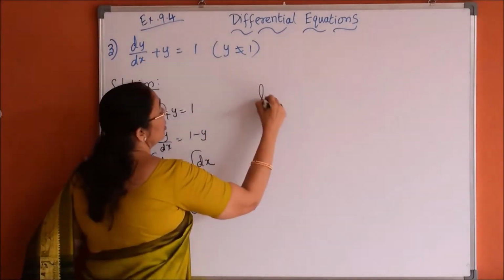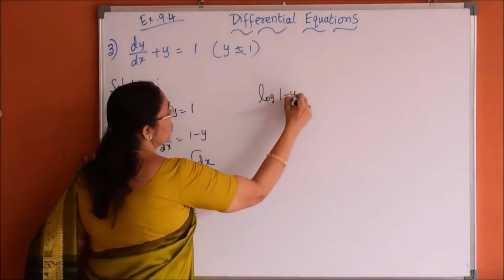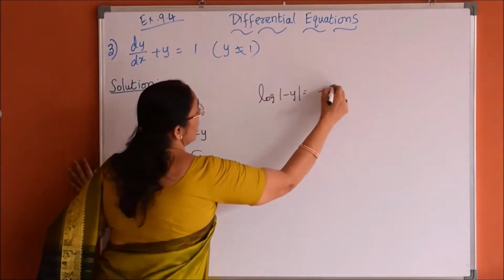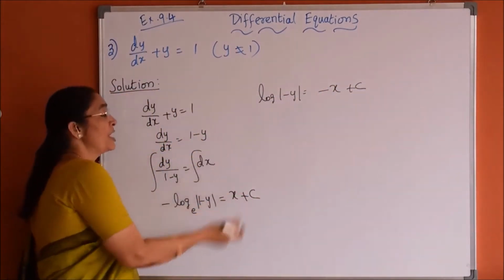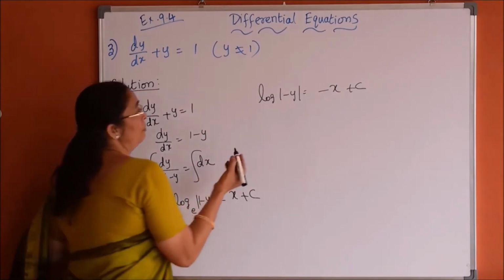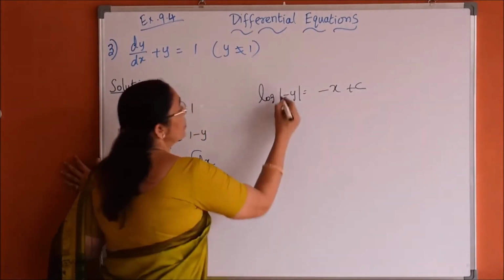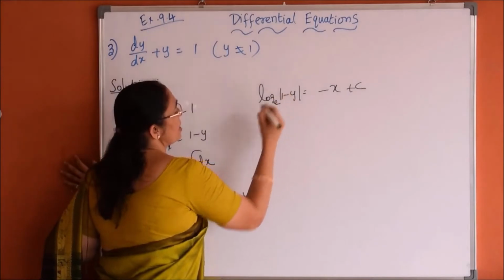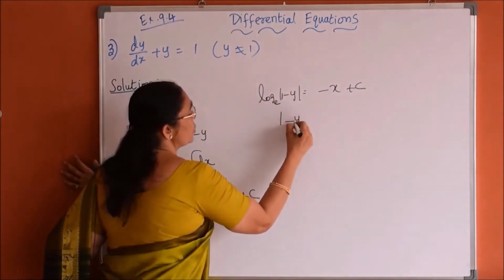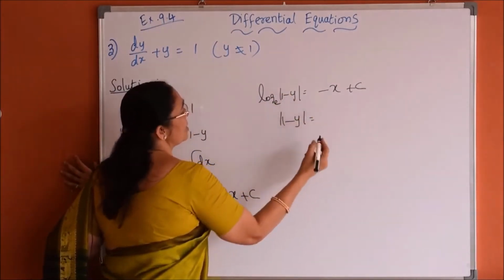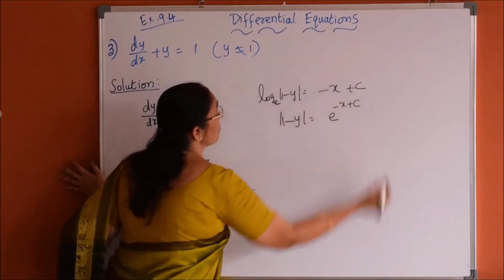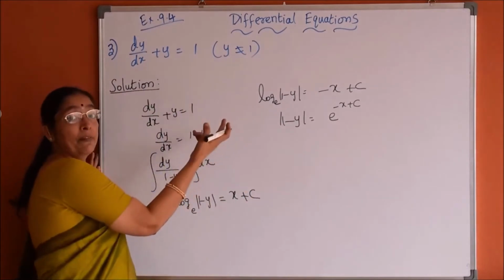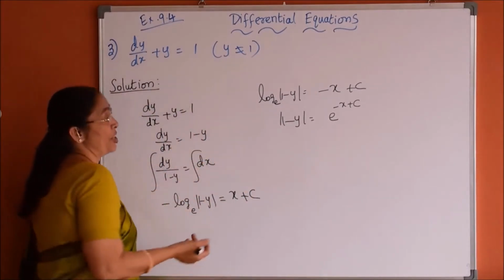So we will get log mod 1 minus y is equal to minus x plus c. We can write minus c also, a constant anyway, it is not a problem. So log mod 1 minus y base e. Therefore, mod 1 minus y is equal to e to the power of minus x plus c. So I converted the logarithmic function into exponential function.